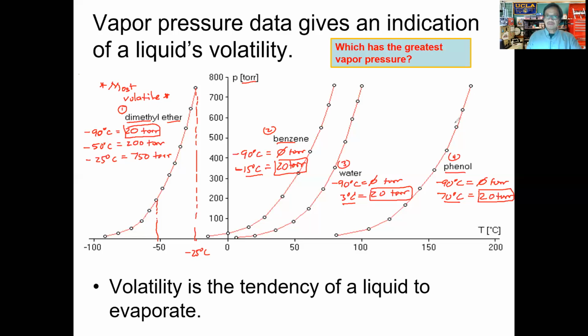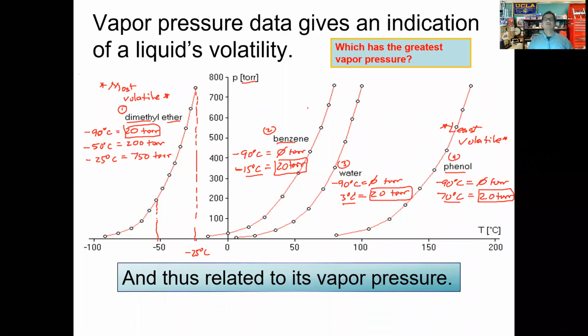Well, if you take a look at this, phenol would be the least volatile because it doesn't evaporate very quickly. It doesn't evaporate very well. So with that said, we can use these vapor pressures to determine the volatility of a liquid. The liquid that evaporates the fastest at a given temperature, that evaporates the most, is the most volatile, because volatility is related to the tendency of a liquid to evaporate, which means it is also related to vapor pressure.